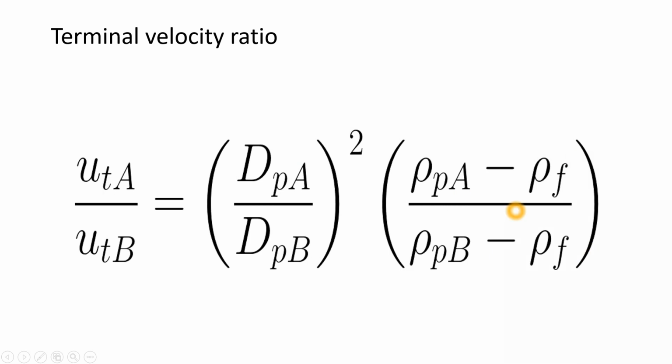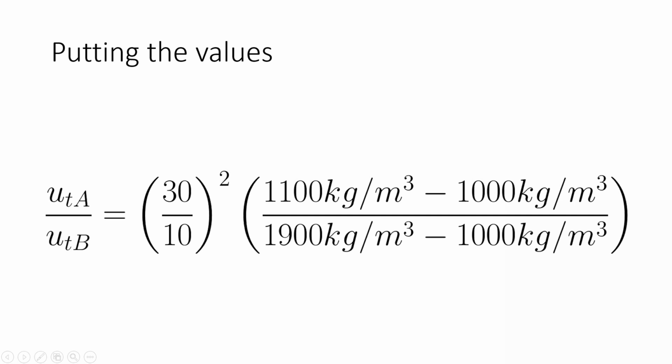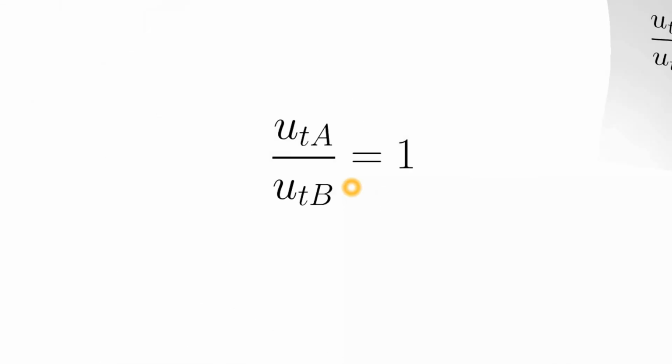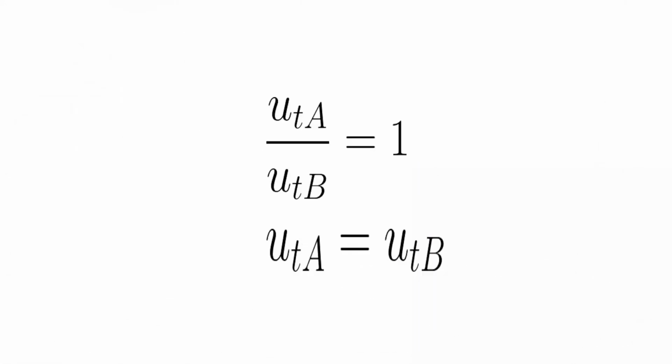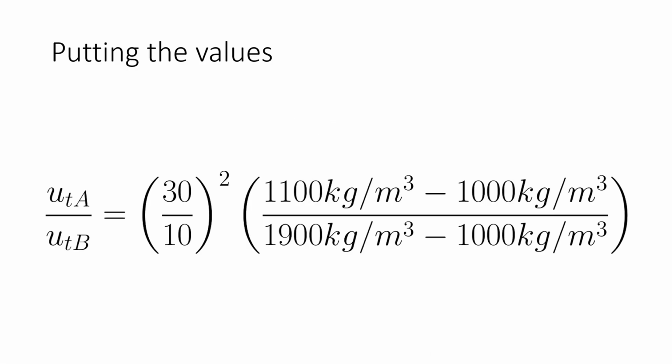So now we will put the values. uta upon utb is equal to (30 upon 10) whole square into this. We will get uta upon utb is equal to 1. That means uta is equal to utb, meaning terminal velocity of particle A and particle B are the same. If terminal velocity is the same, that means all particles will settle at the same time in the experiment, right?